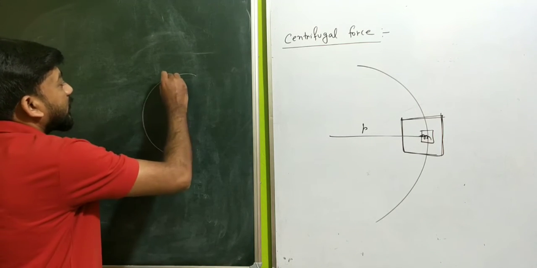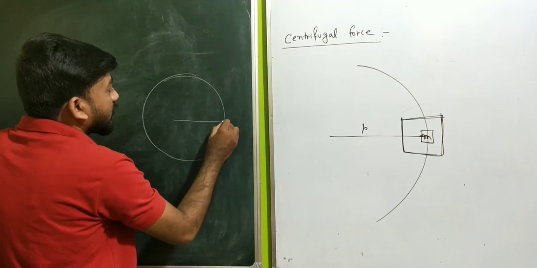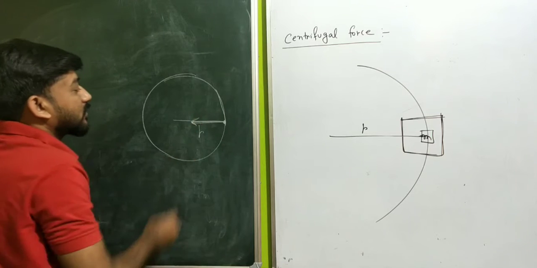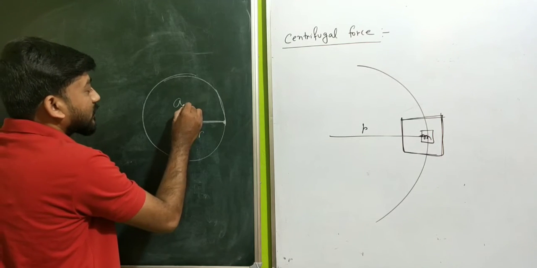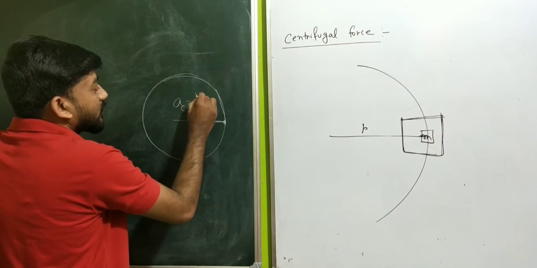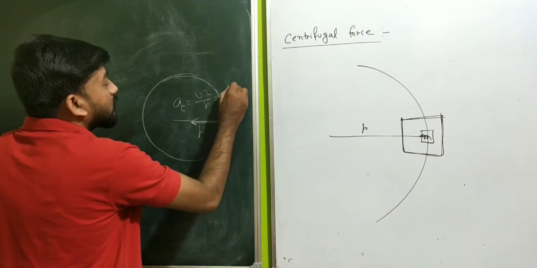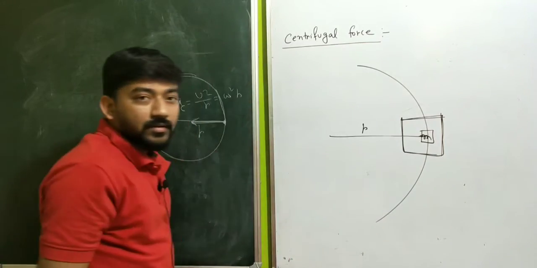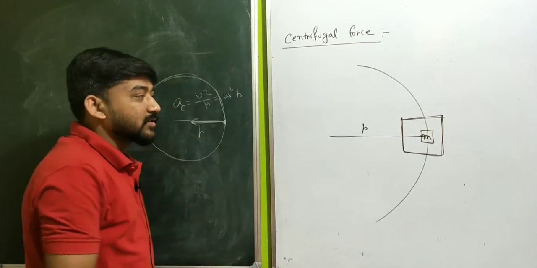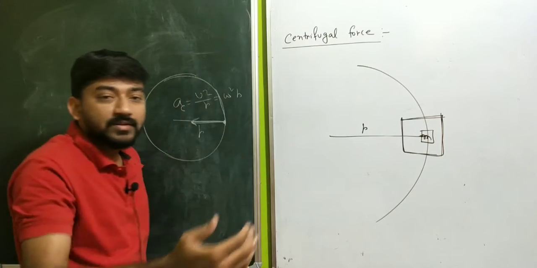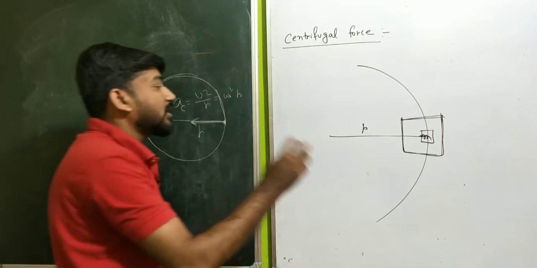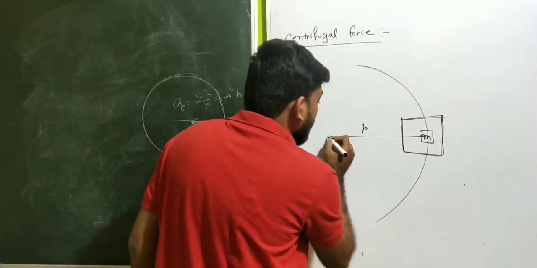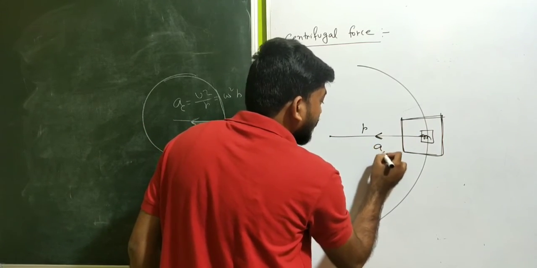So if any particle is rotating along this path, then there will be acceleration along this direction, and we call that the radial acceleration or the centripetal acceleration, that is v square by r, which is equal to omega square r. So when this platform is moving, this compartment of the merry-go-round is moving along the horizontal circular path, acceleration will be there along the center. This is nothing but a_c.